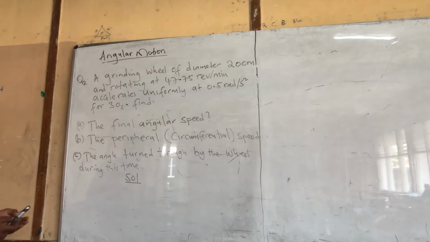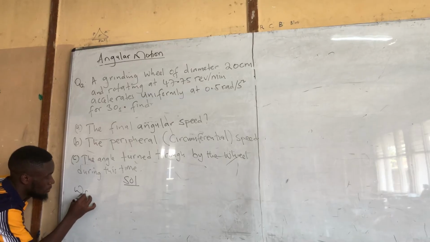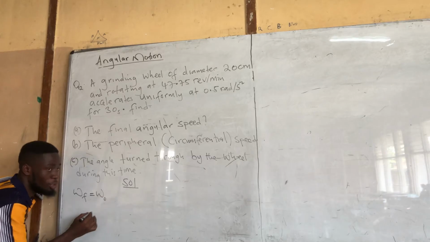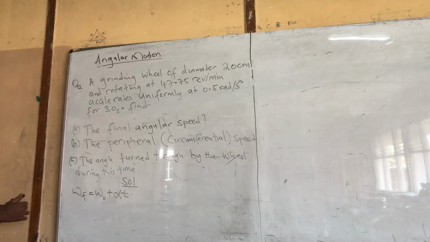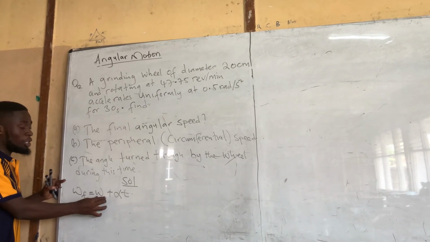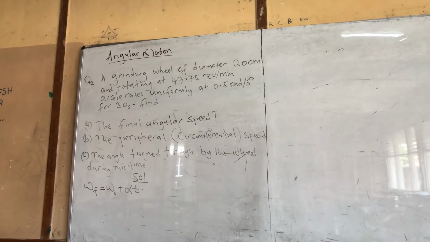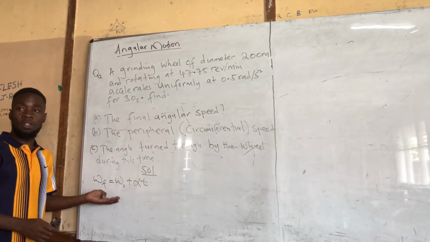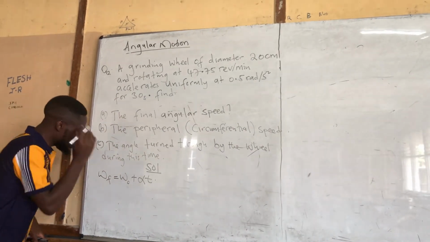Okay? So which equation do we use in angular motion? Automatically you know it is this equation: omega F, or W F, is equal to W initial plus alpha T. So from here you see that this one we are told to find, and this one is part of the question, this one is also part of the question. So this is how the thinking process should be: you look for an equation that will connect the given values and what is not given.